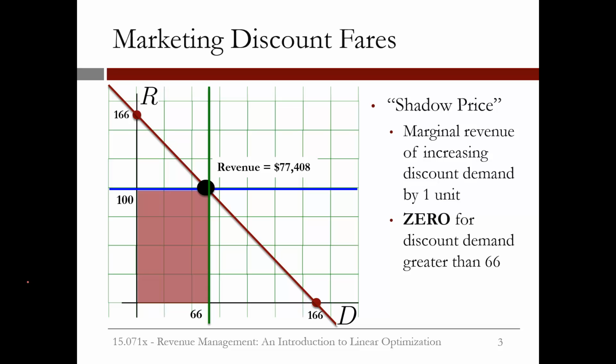In sensitivity analysis like this, we're often concerned with the shadow price of a constraint. For a discount demand constraint, this is the marginal revenue gained by increasing the demand by 1 unit. In this case, the shadow price is 0 for demand greater than or equal to 66.